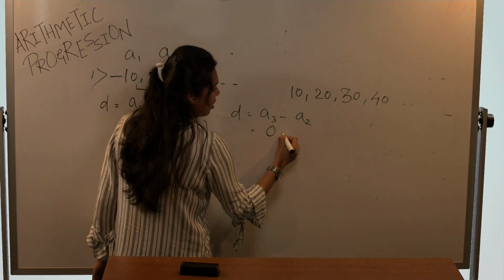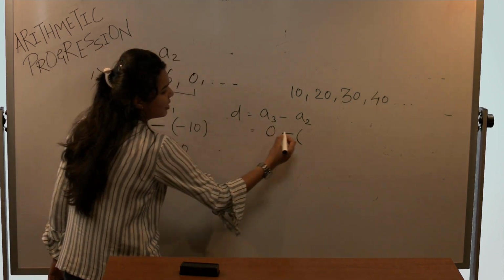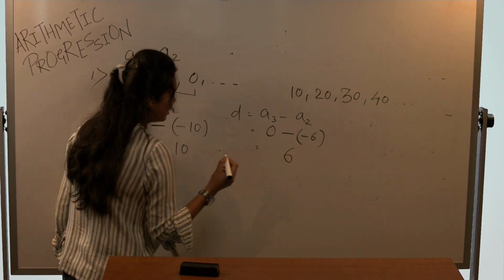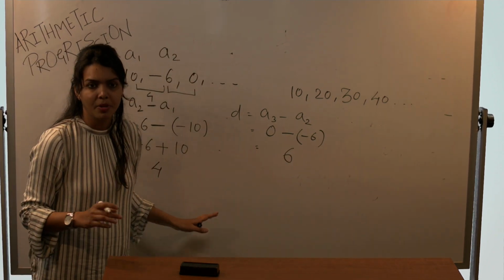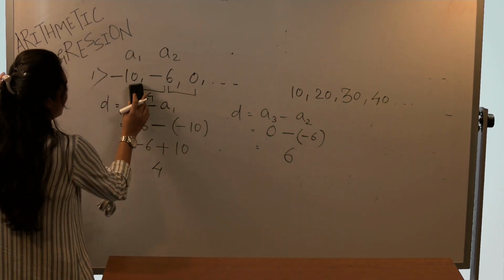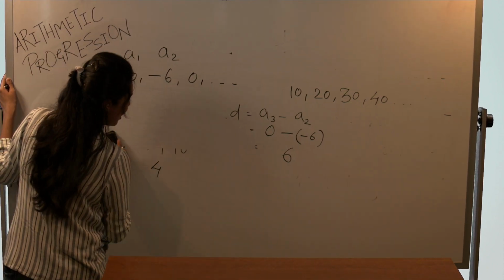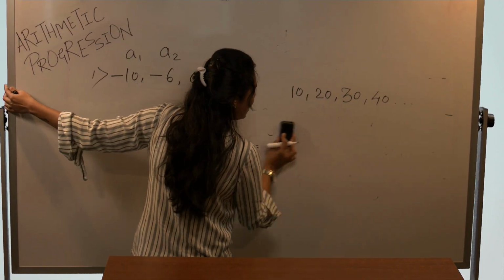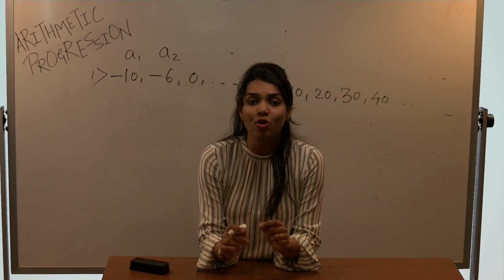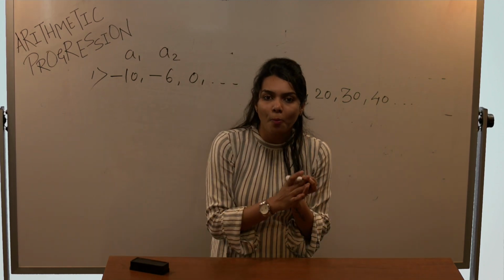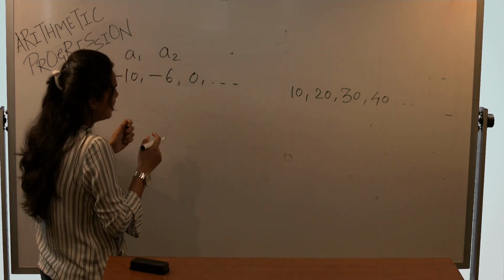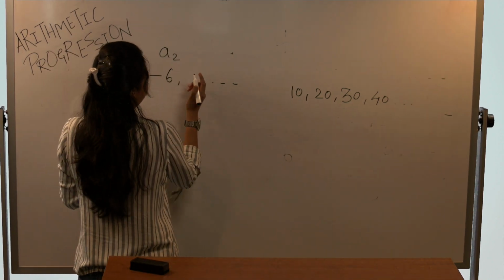A3 is 0 minus A2 is minus 6. So this minus will get plus, and this is 6. Is the difference the same? No, the difference is not the same. So this is also not an arithmetic progression. To find out arithmetic progression, you only have to see whether the difference between each consecutive term is common, the same or not the same.